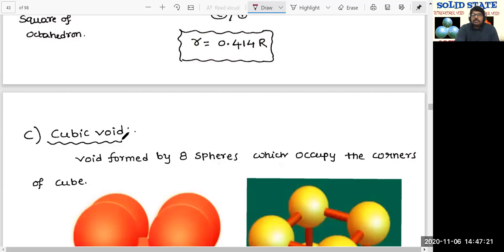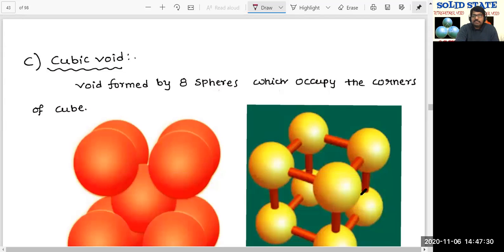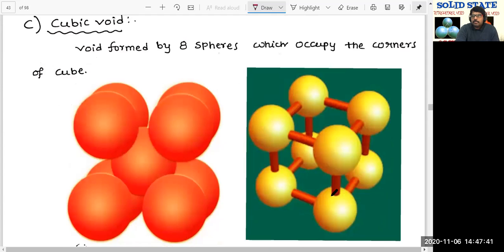In the case of cubic void, obviously this is a cube, and a cube has six faces. Six faces, hence the cube is also known as a hexahedron. 8 corners and 6 faces. And 8 spheres occupy the corners of the cube, and at the center there is a void. At the body center there is a void. That void is called a cubic void.